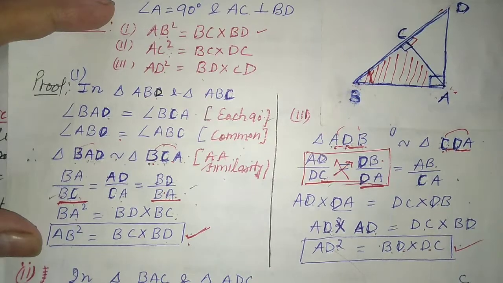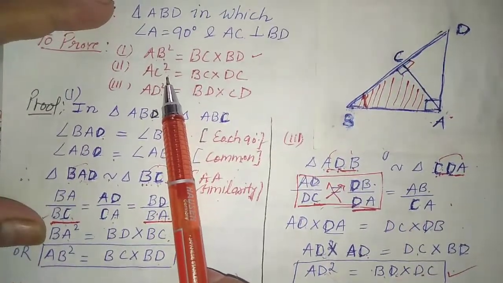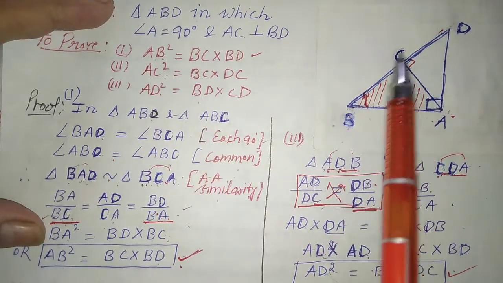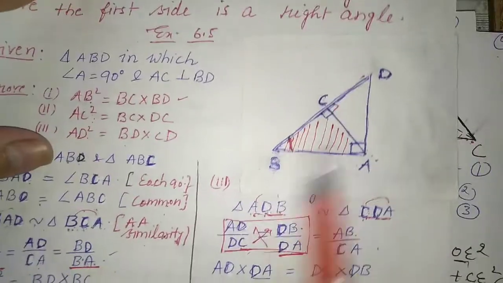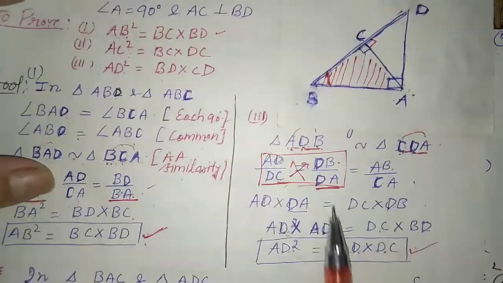Okay. Now for the second part. In the second part we have to prove AC square. So this time we have to choose those triangles in which AC appears 2 times. So here this is AC.